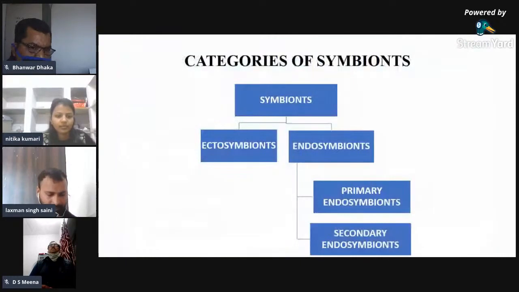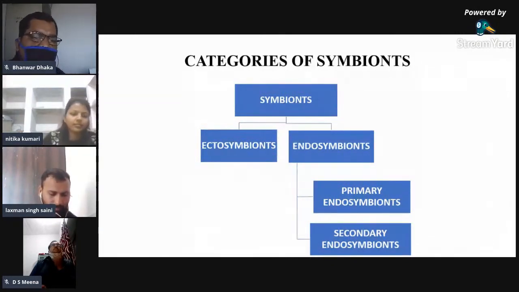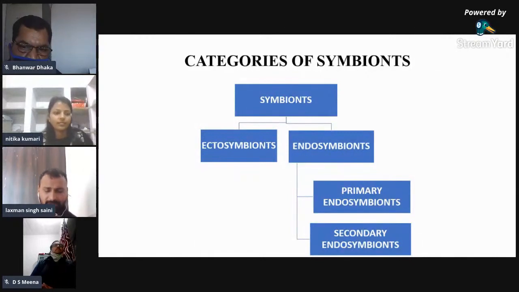Categories of symbionts. A symbiont is an organism that is very closely associated with another, usually larger, organism. There are two types of symbionts, ectosymbionts and endosymbionts. Ectosymbionts live outside of the host cells. For example, bacteria living on animal skin and in the digestive tract are ectosymbionts. These ectosymbiont bacteria are helpful for fighting off harmful microorganisms.